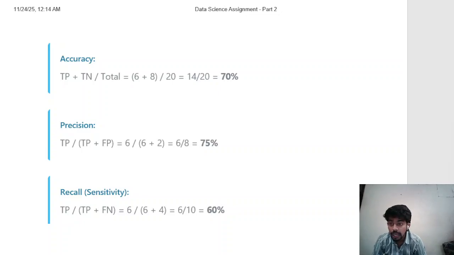Precision answers the question: when we predict positive, how often are we correct? We calculate TP divided by TP plus FP. Here, the calculation you can see gives us a result of 75%.